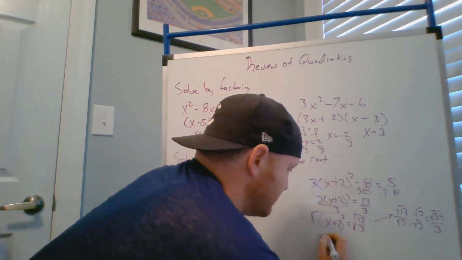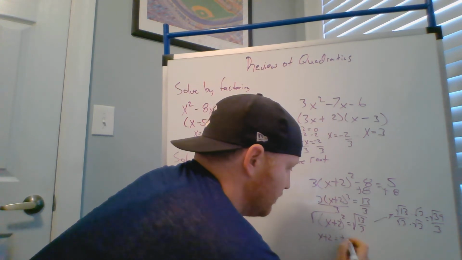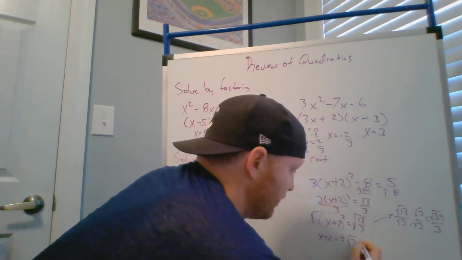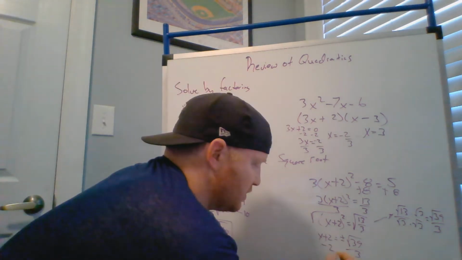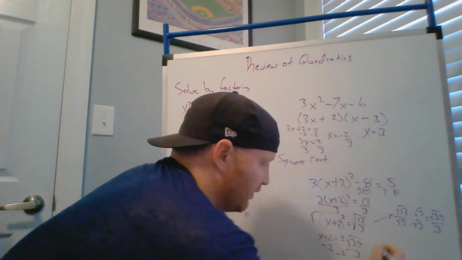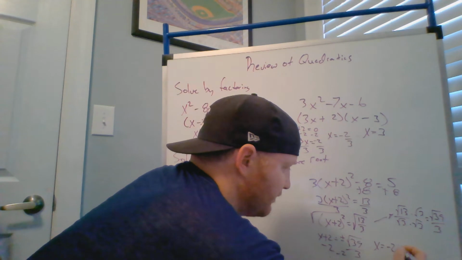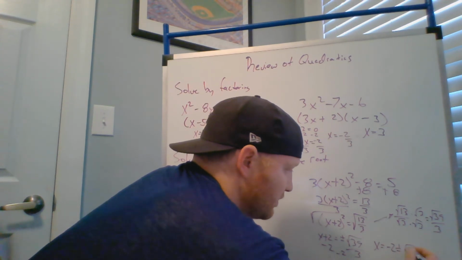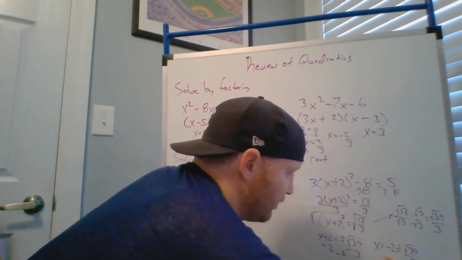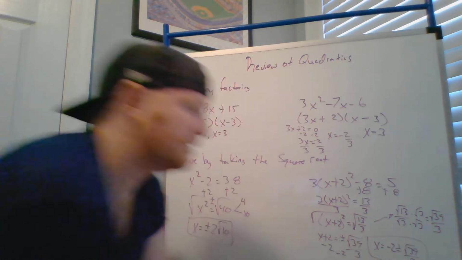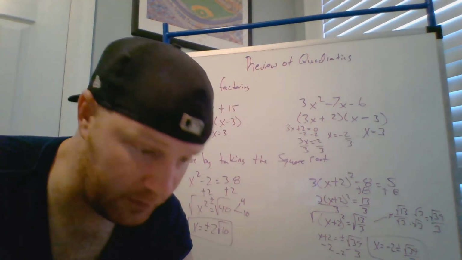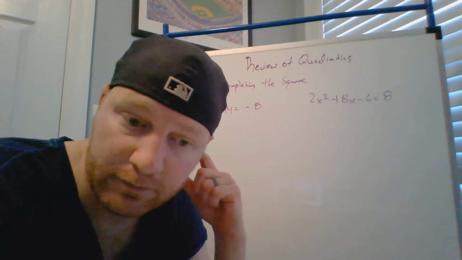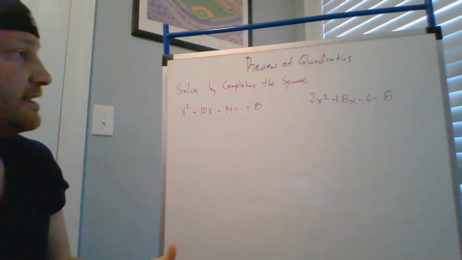So I have x plus 2 equals plus or minus square root of 39 over 3. And then I just simply subtract 2 from both sides. So then I'm left with x equals negative 2 plus or minus square root of 39 over 3. And that is how you would express that answer. Back to one more example.